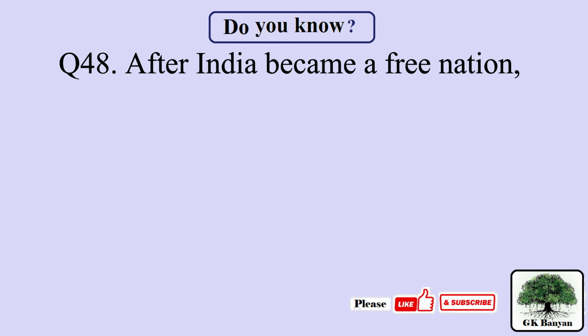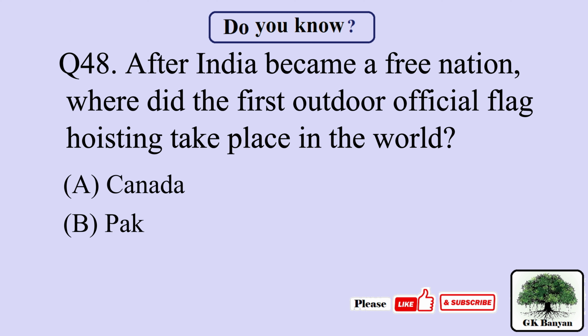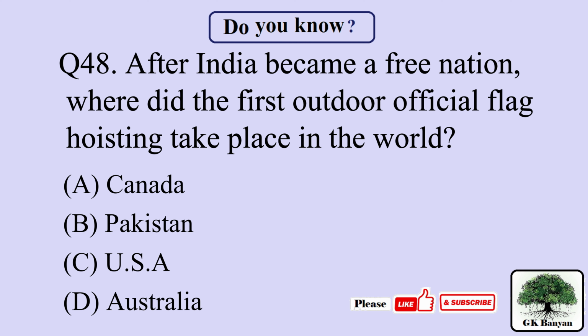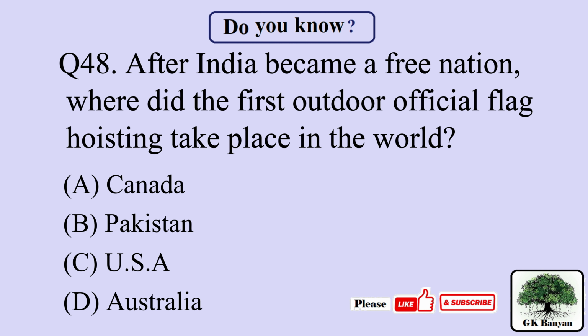Question 48. After India became a free nation, where did the first outdoor official flag hoisting take place in the world? Your options are A. Canada, B. Pakistan, C. USA, D. Australia. Your time starts now. 5, 4, 3, 2, 1. The right answer is D.